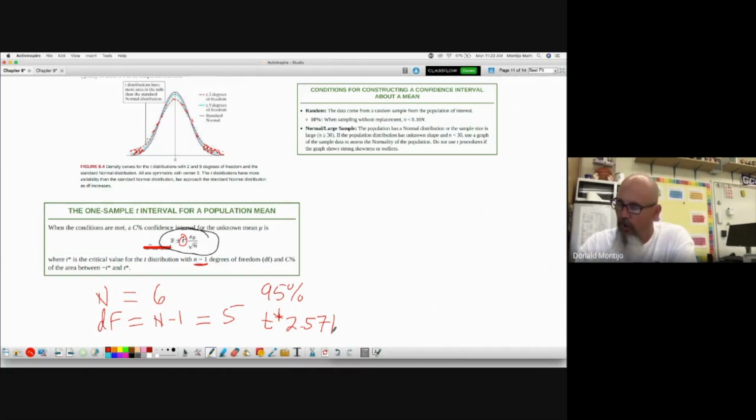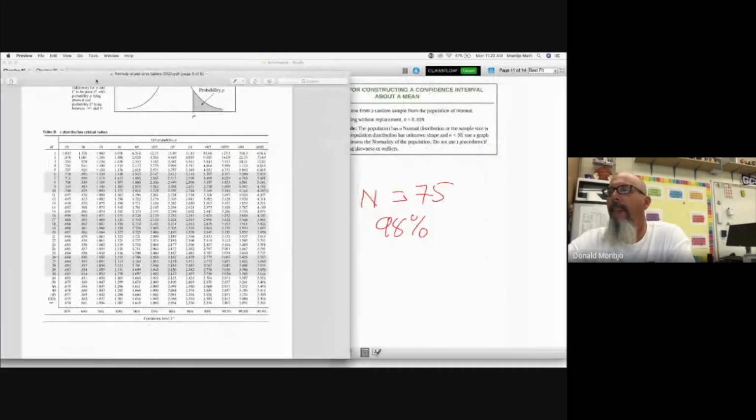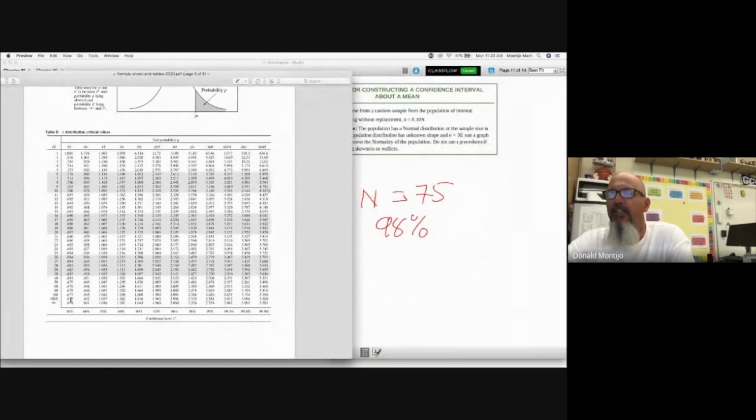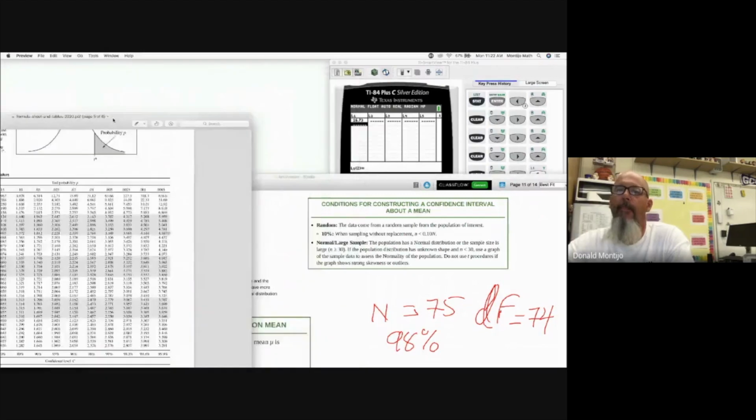Okay. And every single value I can get that way from the table, except for what if it's not on the table? So for example, let's say n equals 75, and I want to be 98% confident. Well, if I look at my table, whoopsies, okay, 75 is not here. So in this case, my degrees of freedom is always n minus 1. So I have 74 degrees of freedom, which is what I need to use this table.